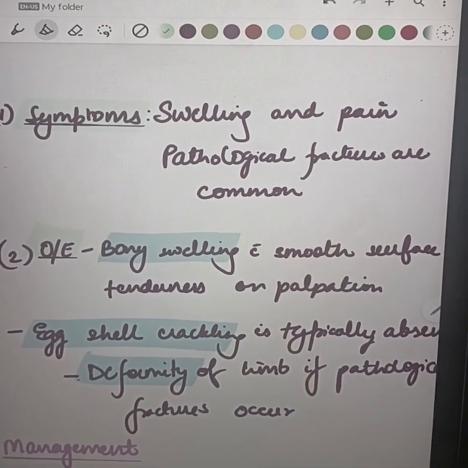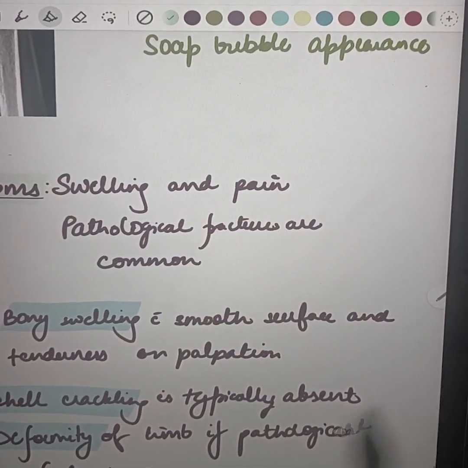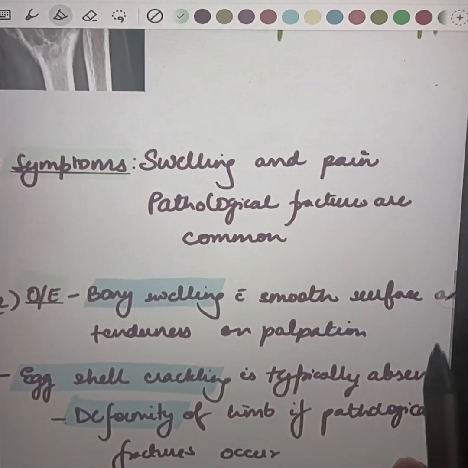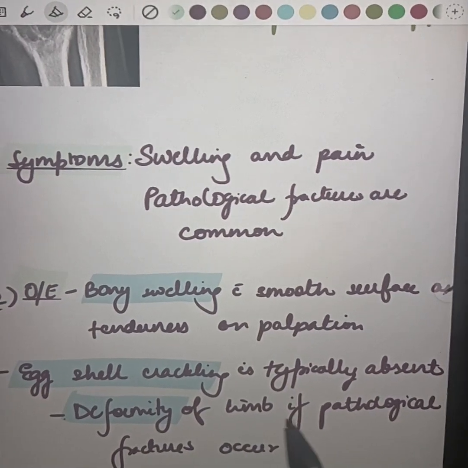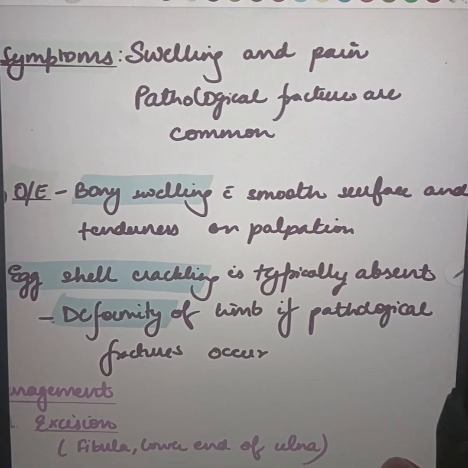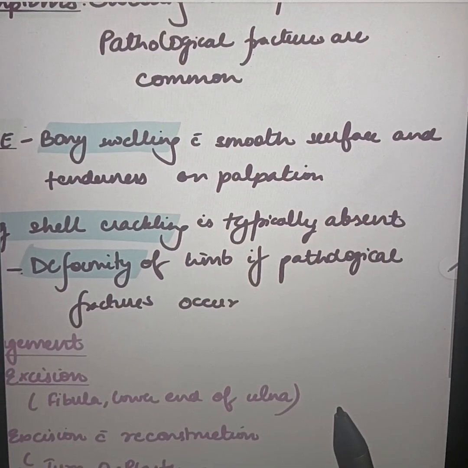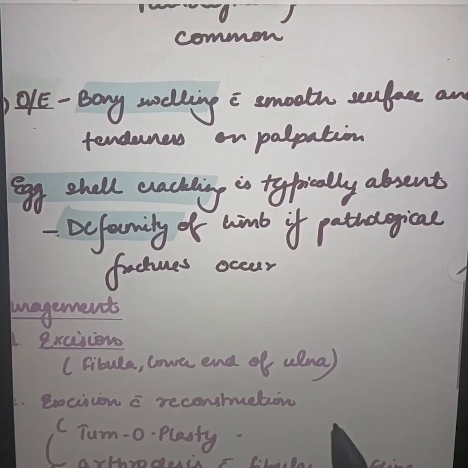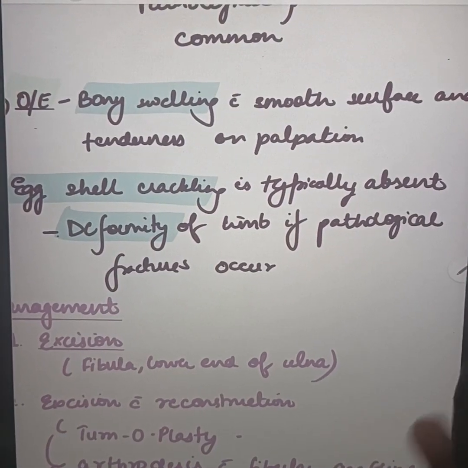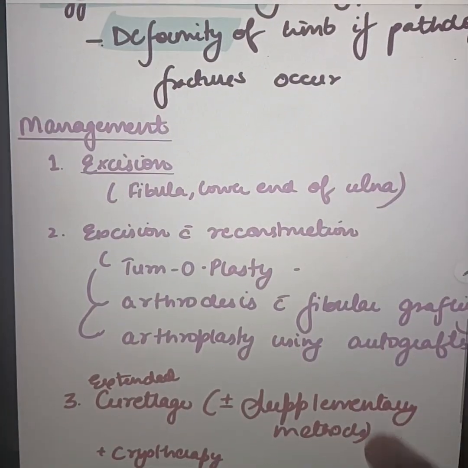On examination, we will see that there is a bone swelling with smooth surface and tenderness on palpation. Eggshell crackling is typically absent, and there is deformity of the limb if pathological fractures occur. This eggshell crackling is very rare to be found in these tumors. Though if it is found, it is characteristic.